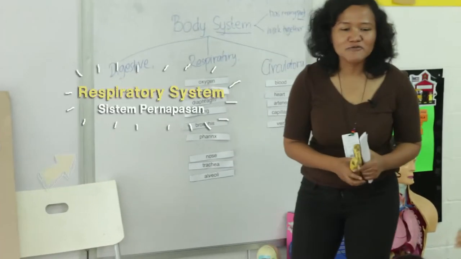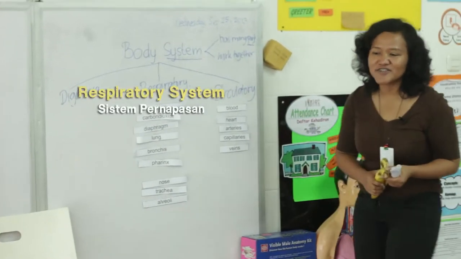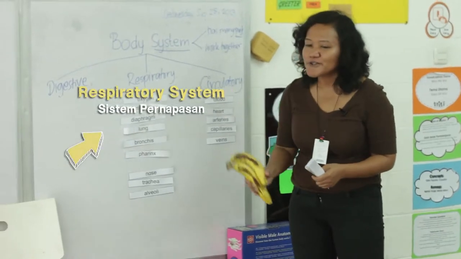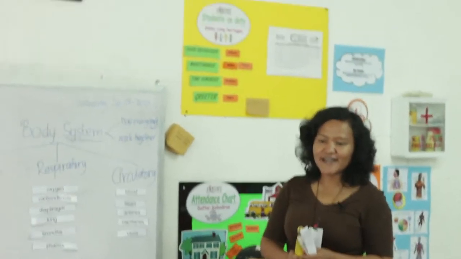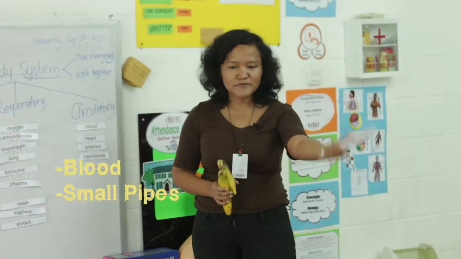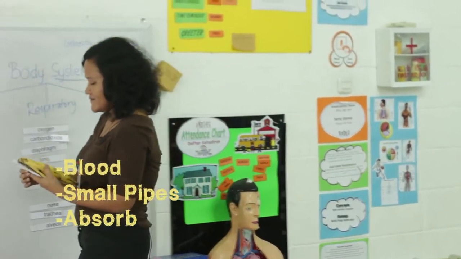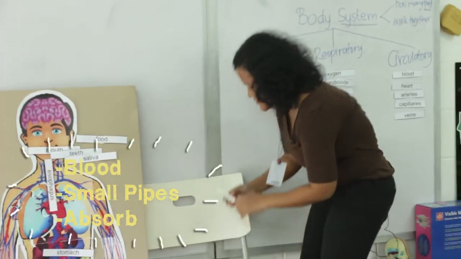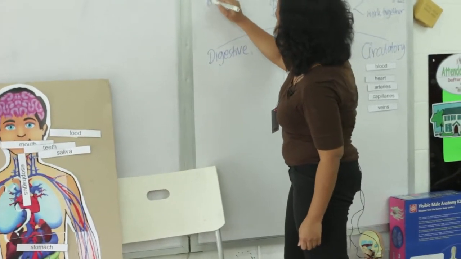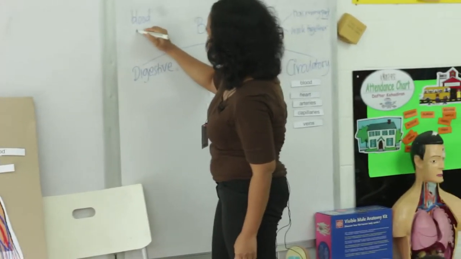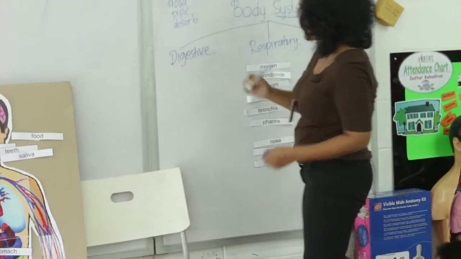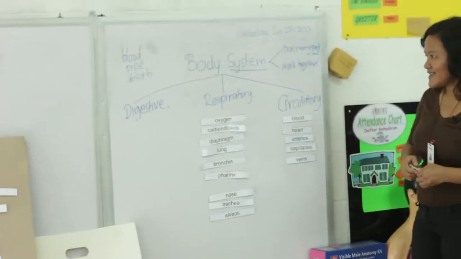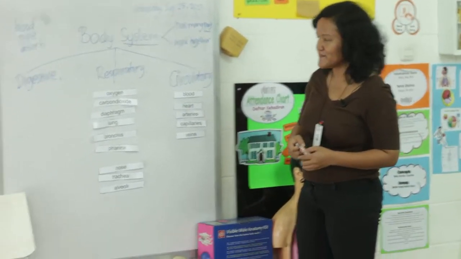We have new knowledge, but we also came up with another question about how the food can be transferred and distributed to all parts of our body, right? We have blood, we have small pipe, and we have absorb. I'll write it. The blood. So, new friend for digestive. Absorb. Next, we go to respiratory system.